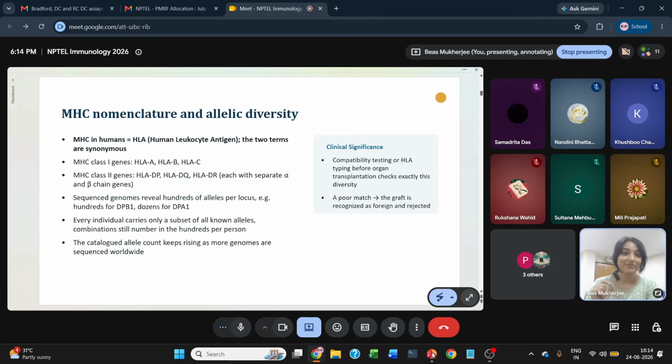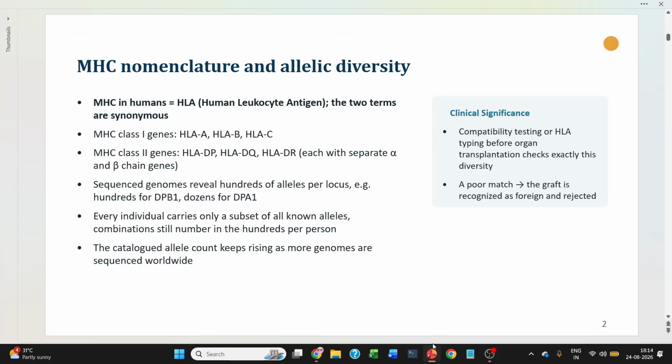Now, why is MHC very important? Because MHC is the reason why organ transplant is such a difficult procedure. We hear about organ transplantation and how difficult it is, and there is graft rejection that happens, and that is majorly because of your MHC. Compatibility testing is called HLA typing. Before an organ transplant, it checks exactly this diversity, and a poor match results in the graft being seen as foreign, and the immune system gets turned up and rejects the graft completely.